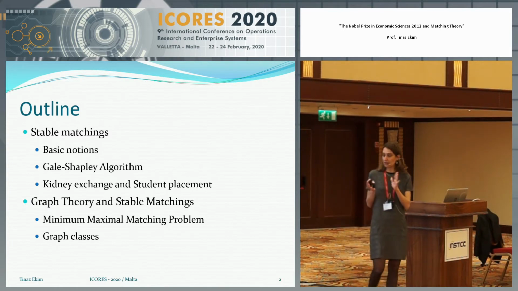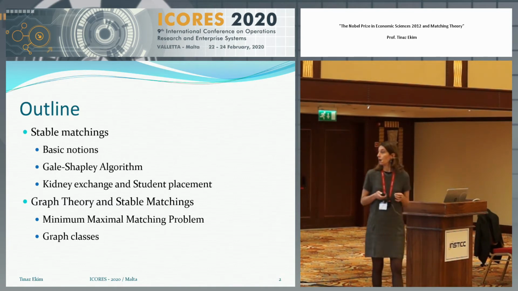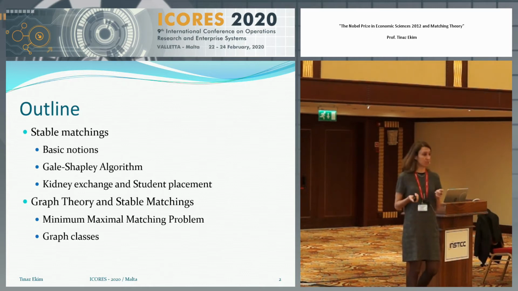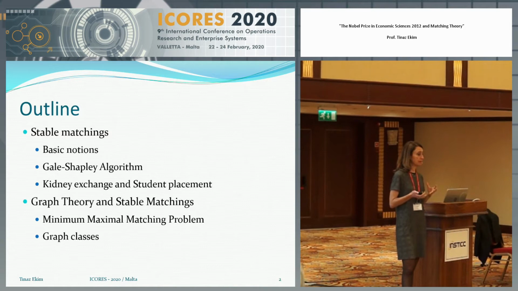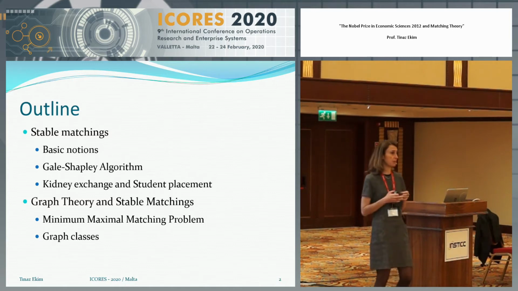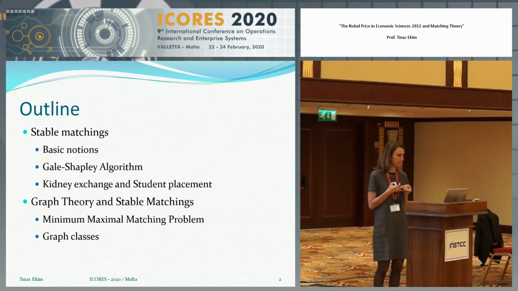Then we will look at the stable matchings from a more graph theoretical aspect. I will introduce what we call a minimum maximal matching problem and tell about its links with the stable matchings. And then I will present the approach of graph classes in order to solve hard problems in graphs.